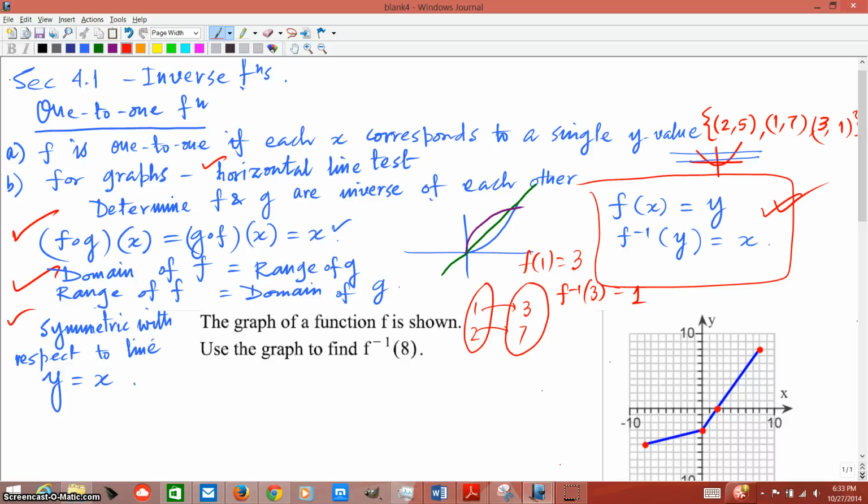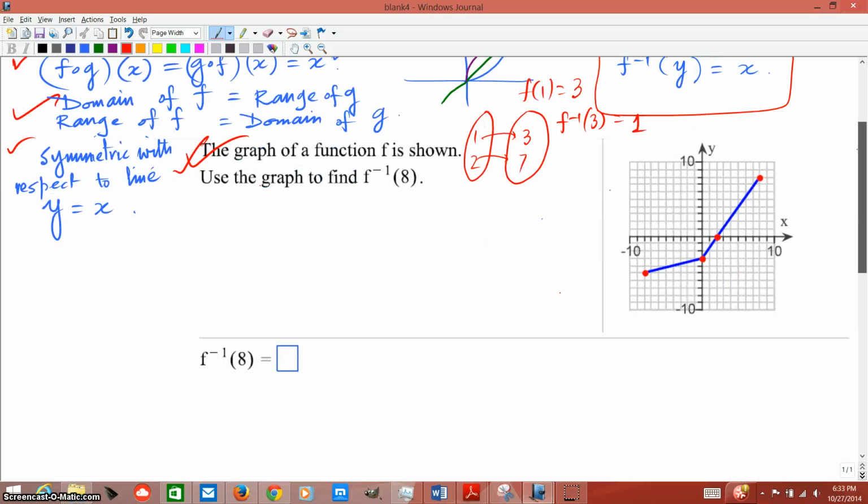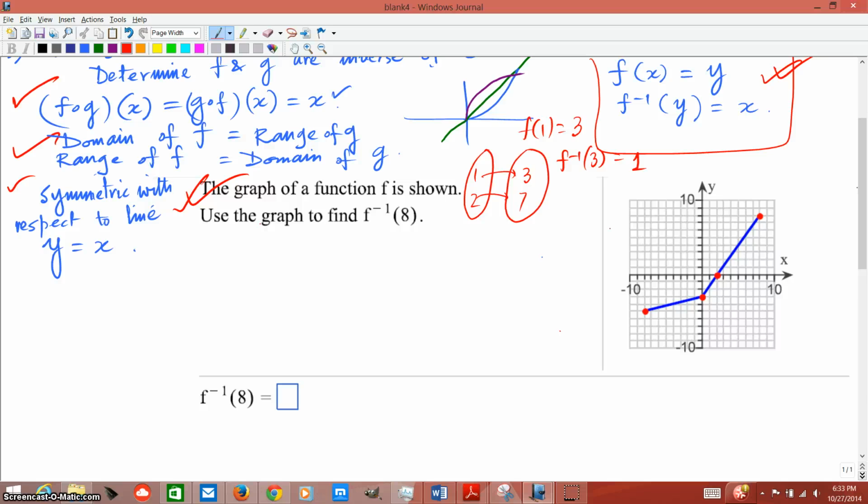Once you have understood this part, this particular question is very relevant. So this one says that the graph of function f is shown. Use the graph to find f inverse of 8. Okay, so when you are working on this type of problem, notice one thing. When I say f inverse of 8, you have to decide what that 8 relates to. So is this an x value or a y value? That's the most important thing to realize.